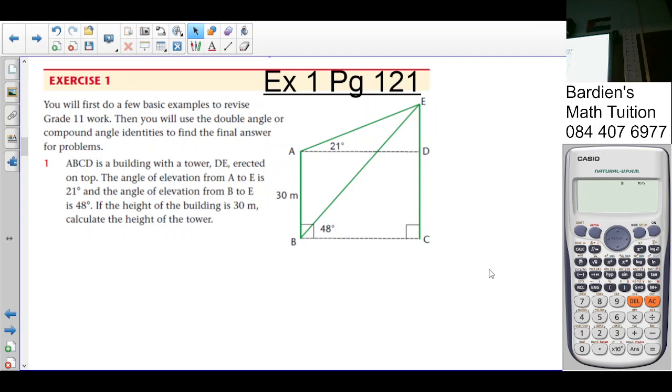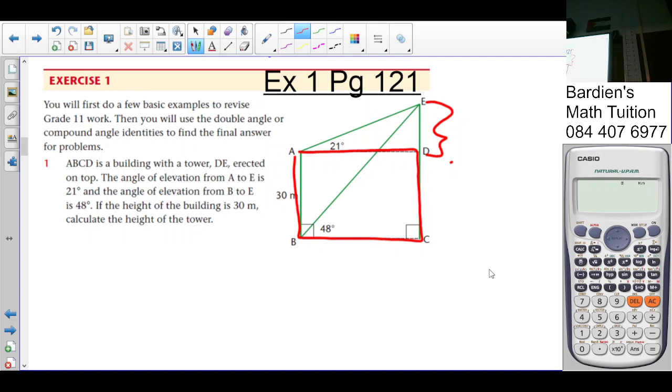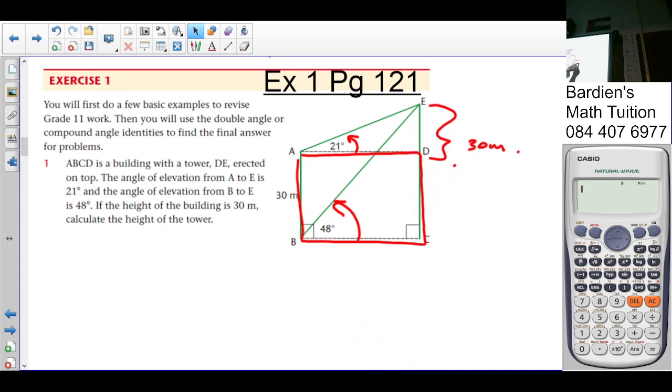So the question says that ABCD is a building with tower DE. So that's a building, and that's your tower. Then we are told erected on top. The angle of elevation from A to E is 21 degrees, and the angle of elevation from B to E, this E, is 48 degrees. If the height of the building is 30 meters, they want to know what the height of the tower is.